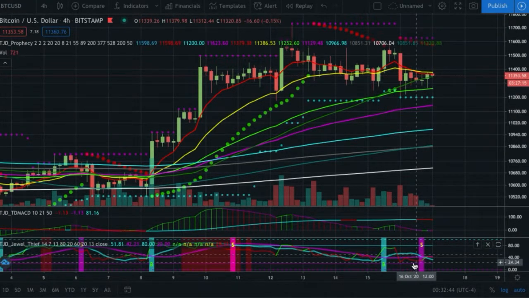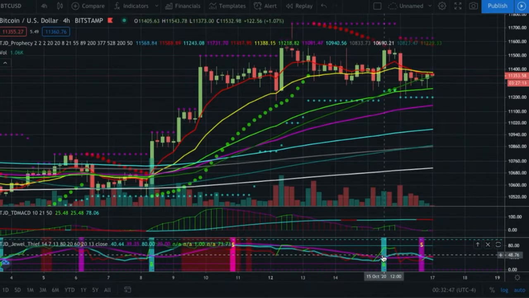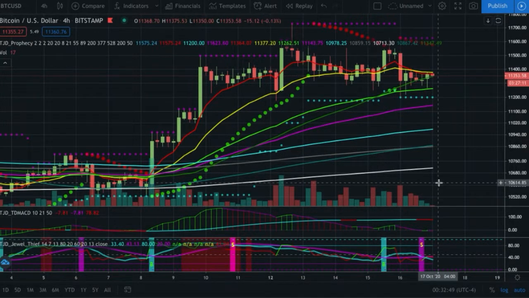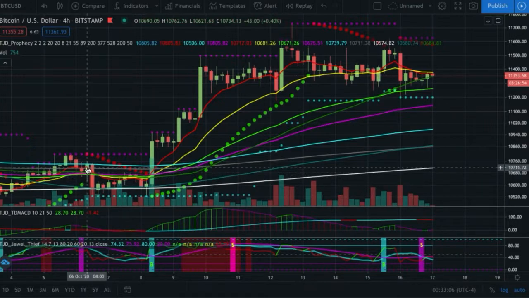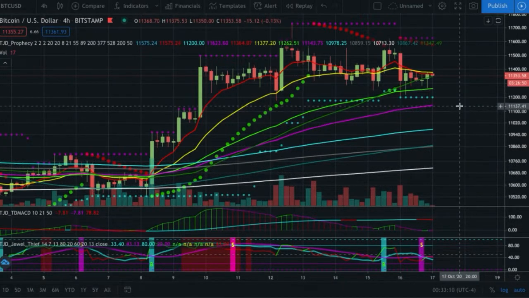Also on the Jewel Thief here, you'll see we got the hard buy before that violent move to the upside, and now here we're getting the hard sell, and being below the moving averages, I would expect a violent move to the downside. We are in the neutral zone at 40, so there's plenty of room, once again, that we can move in either direction. But at this point in time, it looks more likely that we would get a small move up, like what's happening now, followed by a violent sell-off down to the next moving average. So that, once again, would fall in line with that 11,150 range.